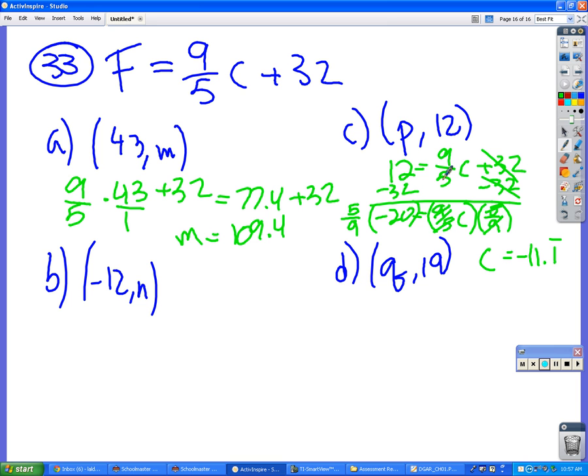Well, she just started right from here and rewrote it as 12 equals 1.8c plus 32. Is that what you did? And then subtract 32 and divide by 1.8. Yeah, that should work. So you should just, I did it here. So yeah, something basic fixed up there.